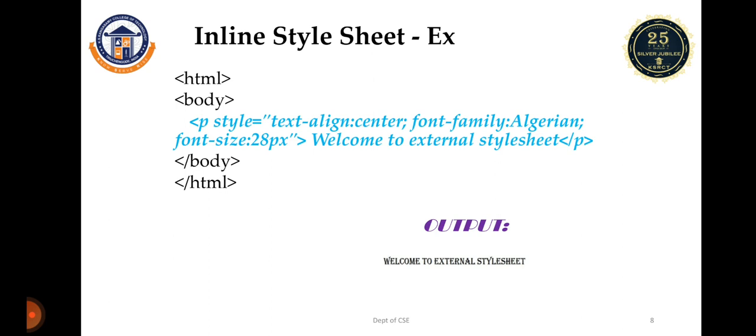Let's see the example for the same thing. We have the HTML document, the body, and after that the paragraph tag starts. Inside the paragraph tag itself I mention the style by using the style keyword. Style equals, the particular styles we apply. After that, close the welcome to external style sheet text and the paragraph tag. We close the body tag and also the HTML tag. Finally I execute, and the output is welcome to external style sheet.